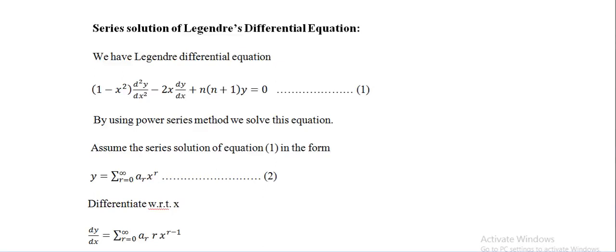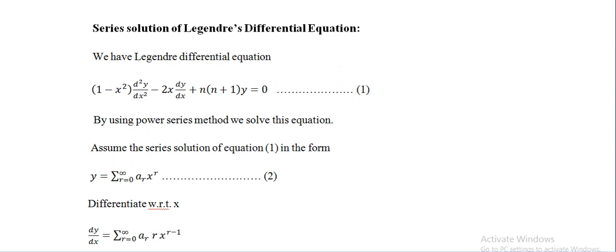Hi friends, in the previous class we proved the Bessel's differential equation. So today we are going to prove the series solution of the Legendre differential equation. This proof is again similar to the Bessel's differential equation. So here we have the Legendre differential equation.